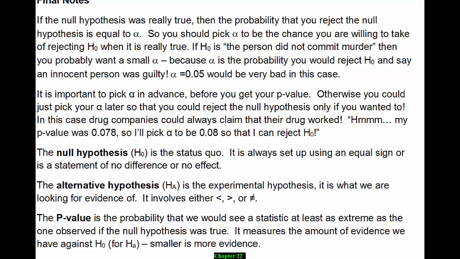The second paragraph talks about how it's important to pick alpha in advance. Otherwise, it's like cheating. If a drug company wanted to always say that their drug worked, and their p-value is 0.078, they could just set their alpha after the fact to be 0.08 so that their p is less than their alpha and they can reject the null and say that their drug works. So the alpha has to be set in advance if you need to make decisions with your p-value.